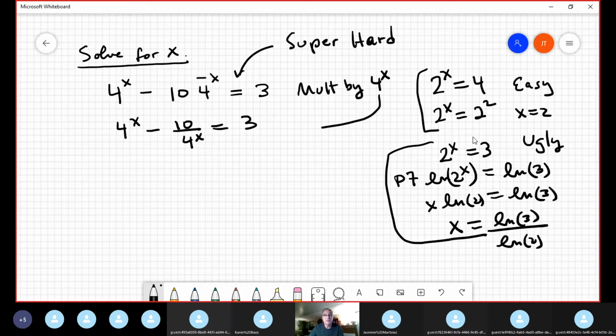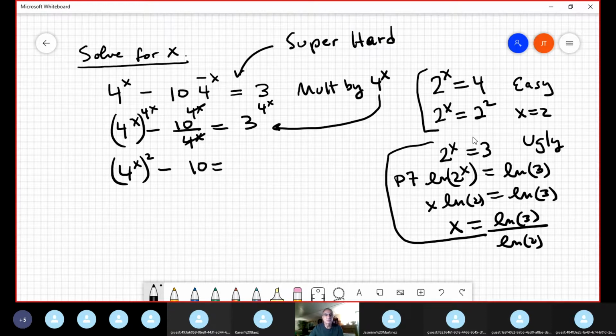But when you multiply everything by 4 to the x, you multiply 4 to the x here, 4 to the x here, 4 to the x here. It's obvious we have 4 to the x squared, because it's this times itself, no? Minus this and this is cancelled. It's just 10, and this is 3 times 4 to the x.